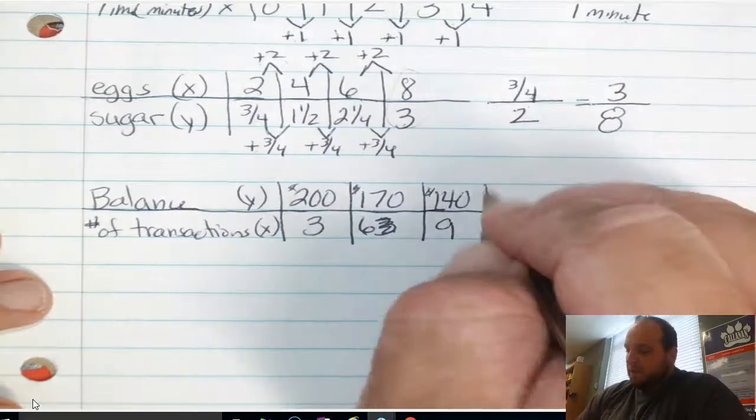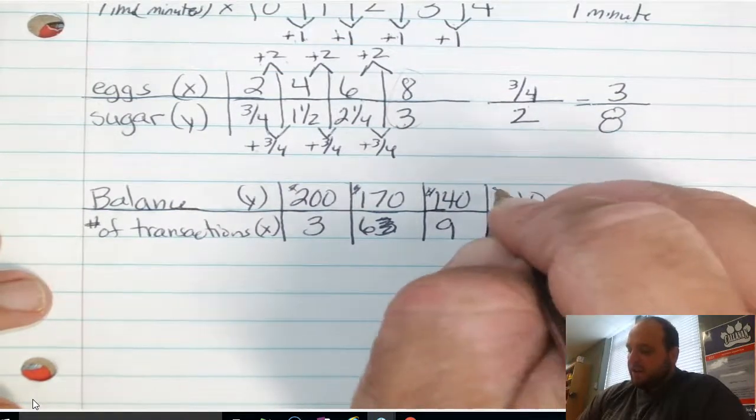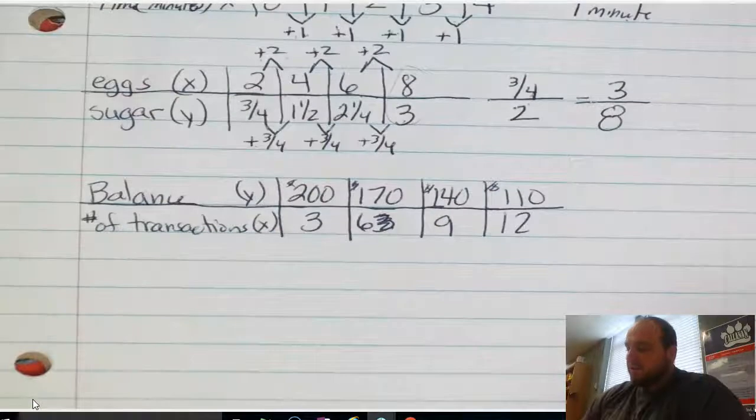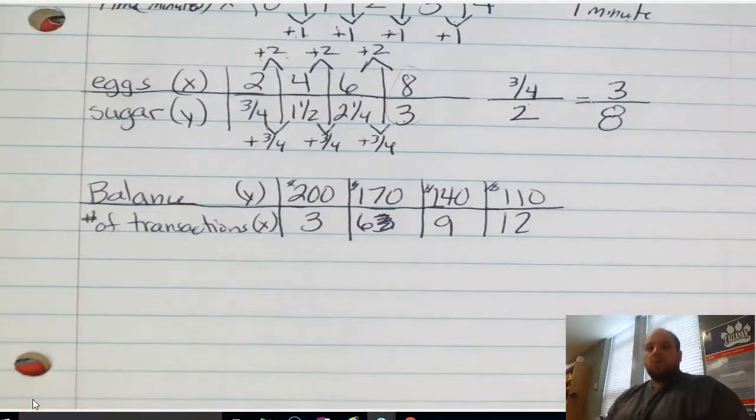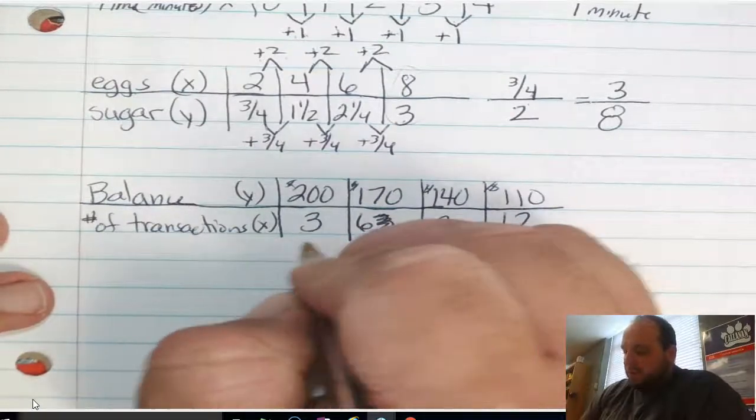And then you make 3 more transactions again, and you have $110 remaining in your bank account. All right. So what I'm going to do is look at this table and try to determine what is the constant rate of change. So first thing I do is I look at the number of transactions.